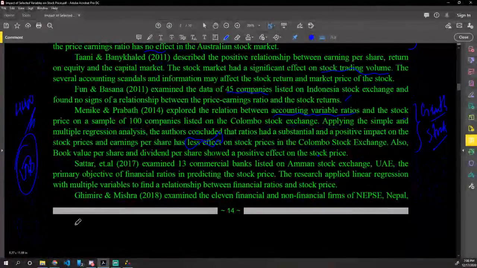Alright. So Suffer et al. examined 13 commercial banks listed on the Oman Stock Exchange, the UAE. The primary objective was financial ratios and predicting stock price. They applied linear regression with multiple variables to find the relationship between financial ratios and the stock price, right? Linear relationship.